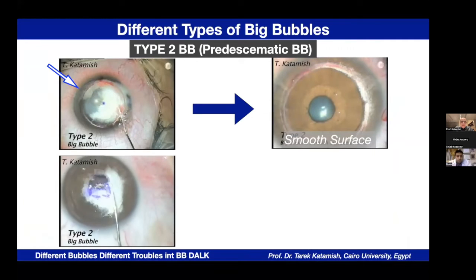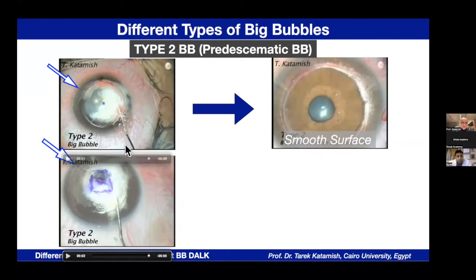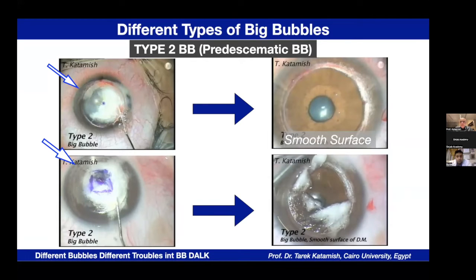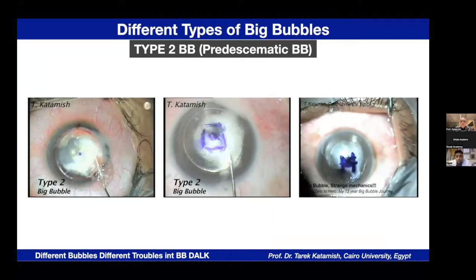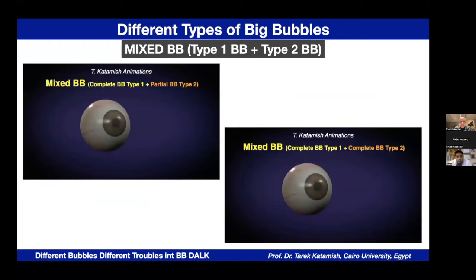Another example, you see a very clear edge. I'm speaking about the edge, not this area. This is a bubble, but I am speaking about the edge. The edge is clear. And again, the floor is very smooth, as you see. These are another 3 examples of big bubble type 2 with its characteristic clear edge.